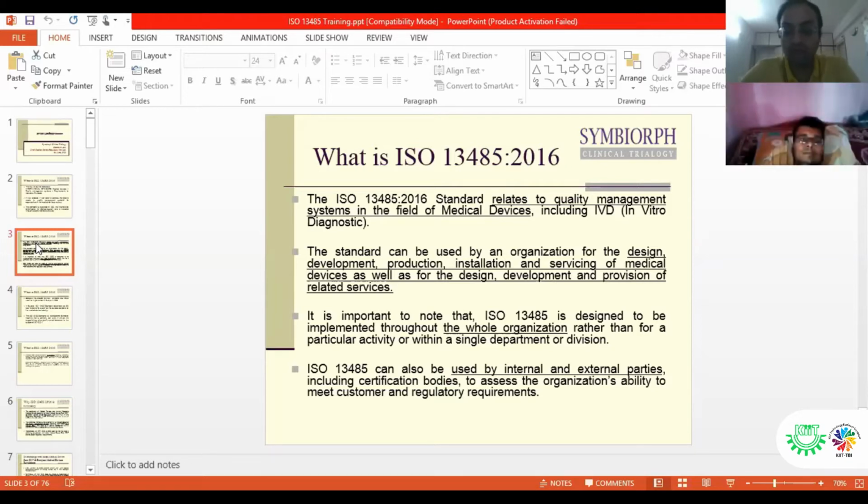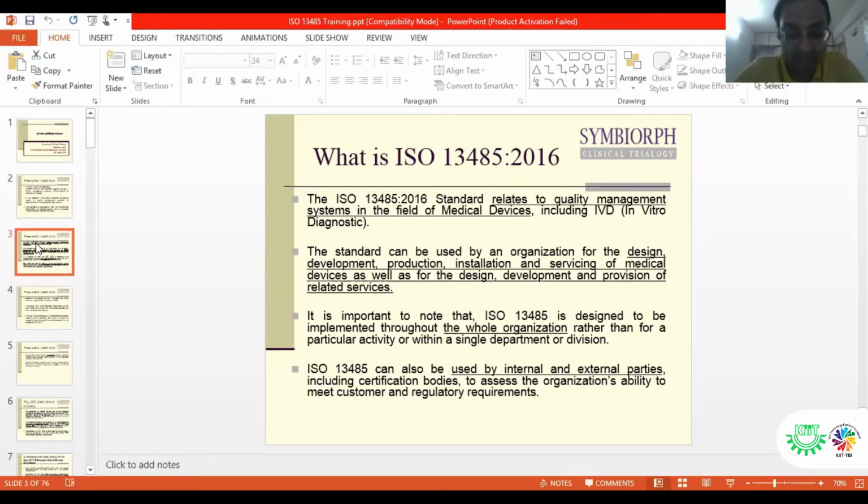Suppose you want to sell your product in regulated countries like the European countries, or GCC countries like Saudi Arabia, or the Southeast Asian countries. Many of your distributors, the reputed distributors, will call for a third-party audit. When they do, the auditing agencies will review your system and documents as per the requirement of 13485.